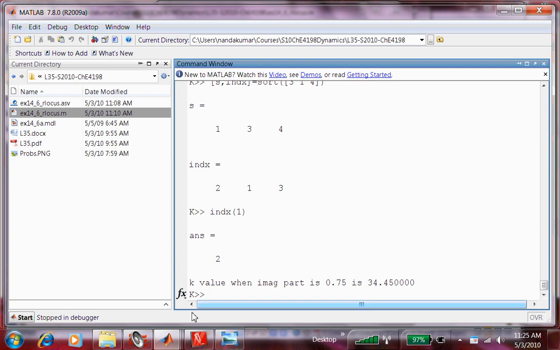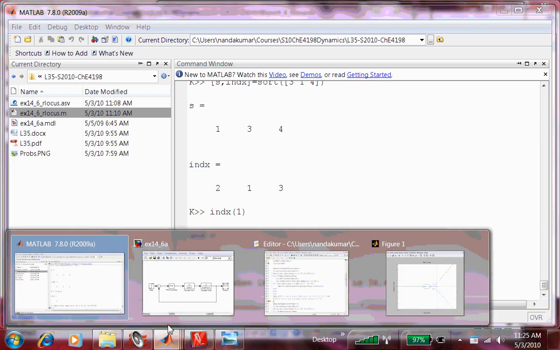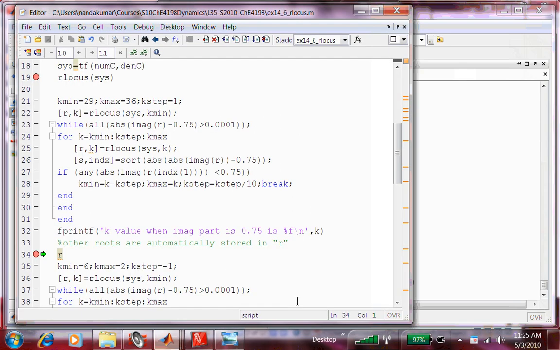Okay. I know this is quite a bit of programming, but to answer that particular question in a rigorous manner, you need to write a code like this. Otherwise, you cannot really find out those values of k for which you get exactly 0.75. Any questions on that?